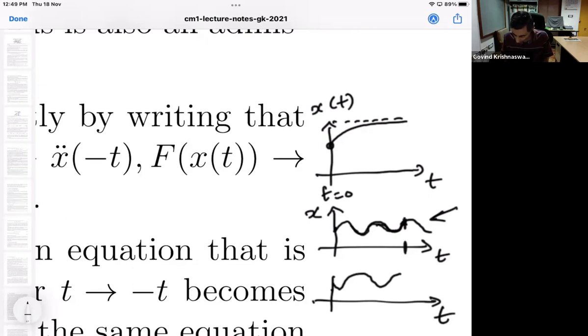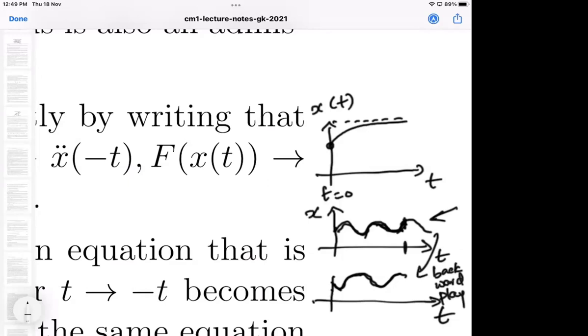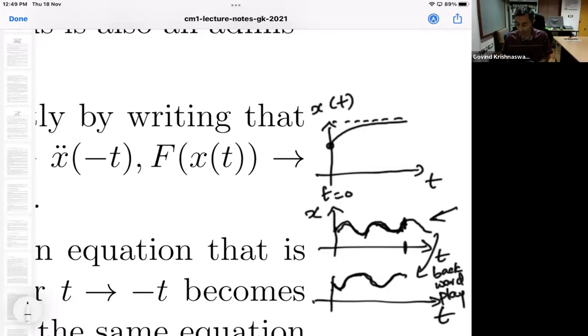So that's what I'm trying to do. Start somewhere, decreases, that's this, then starts increasing, reaches a maximum, then again decreases, and so on. Okay, this is the backward play of that movie. Are you okay with that, Milan? Okay, sir. That is what we mean by the movie of the solution played backwards in time.